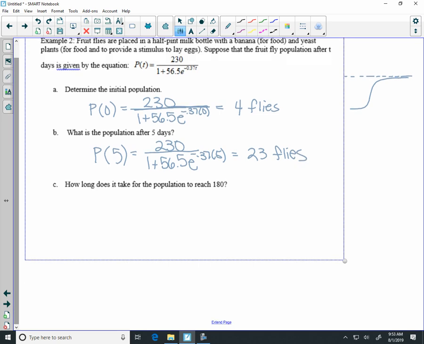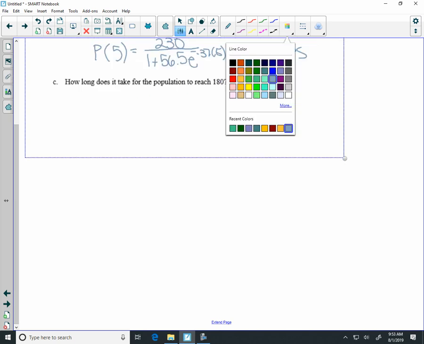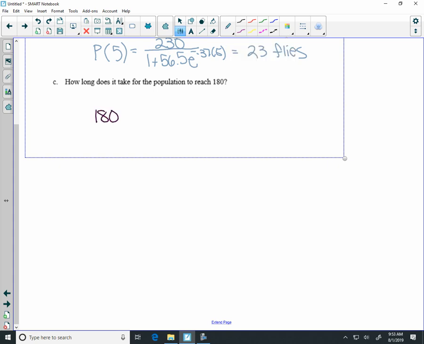Last question, how long does it take the population to reach 180 flies? All right, it's kind of gross, going from 4 to 180, but we're going to do it. So 180 is our population, that's our P at some time. We need to find T. And in this problem, T is buried. It is in the denominator. It is buried, buried, buried. So we have to algebra our way out of this.